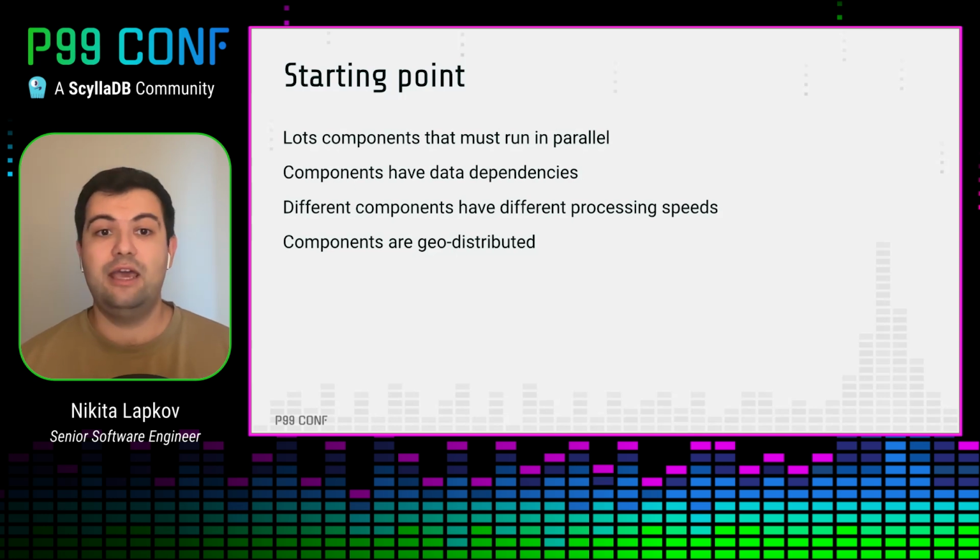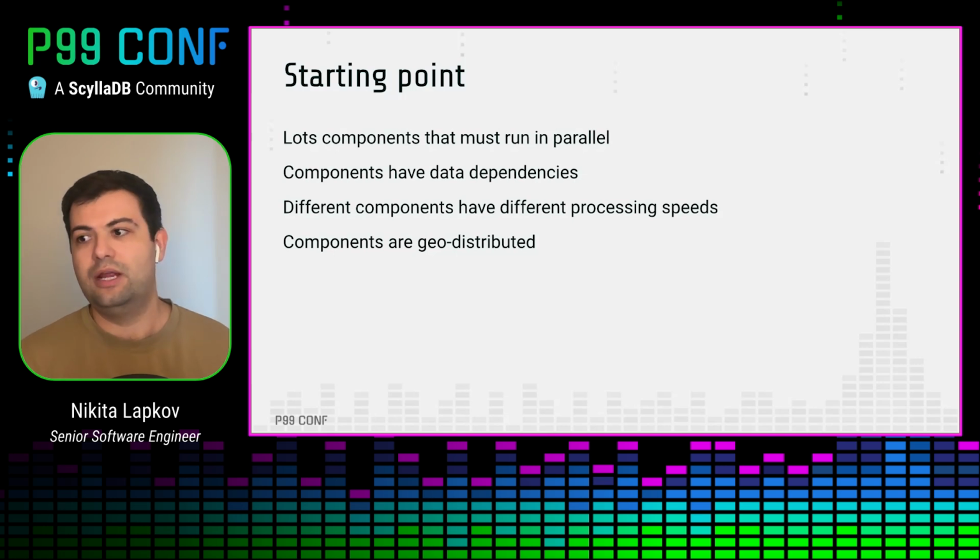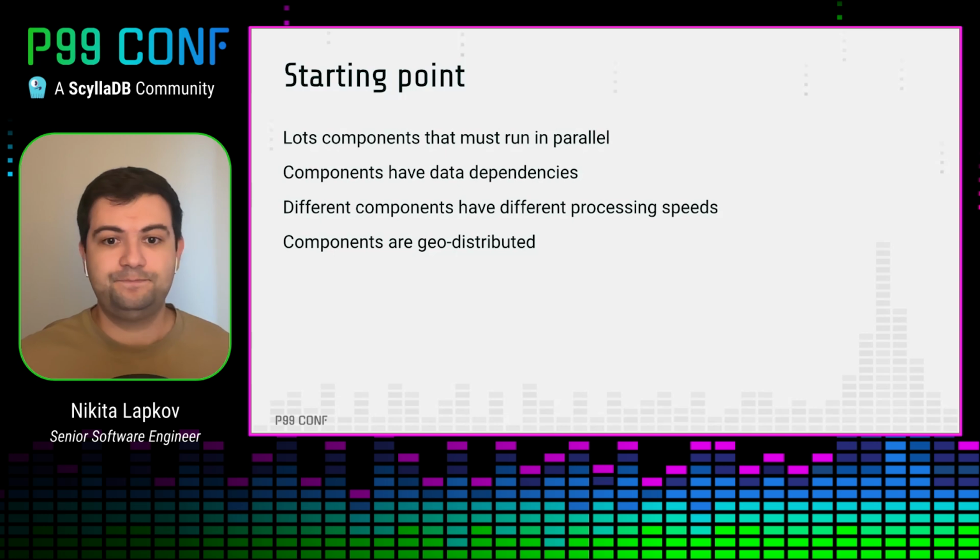Different components can have different processing speeds, meaning that it is entirely possible in our computation chain to have one component that processes data at the rate of 50 megabytes per second, and then another component which only does 1 megabyte per second for whatever reason. Our components also have a requirement to be sometimes geo-distributed. So it is entirely possible for a couple of components to be on the same node, but it's also entirely possible for components to be on completely different nodes in different geographical regions.